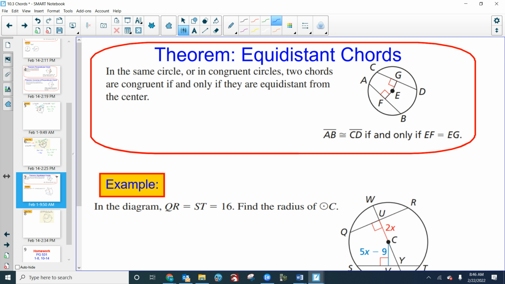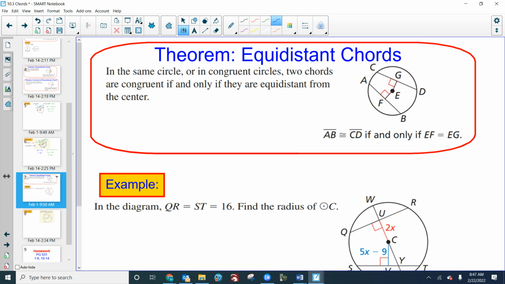Next one, it's a very specific theorem. Equidistant chords. All right. This one's just, if you watch it, I think it'll be good. I'll give you time to write it down. In the same circle or in congruent circles, two chords are congruent if and only if they are equidistant from the center. So watch up here for just a second, okay?